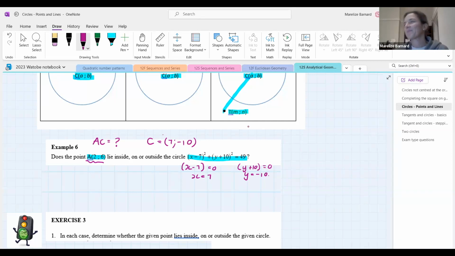Now you know. What is the R? What is my radius? Pop that in the chat. Let's see if we all know how to find the radius. That's it. We're going to square root that 49 and it's going to be 7. Okay, so now we get to actually figuring out, does it lie inside, on, or outside? So for that, we need to calculate AC. And we now have all the information that we need to calculate the distance of AC.